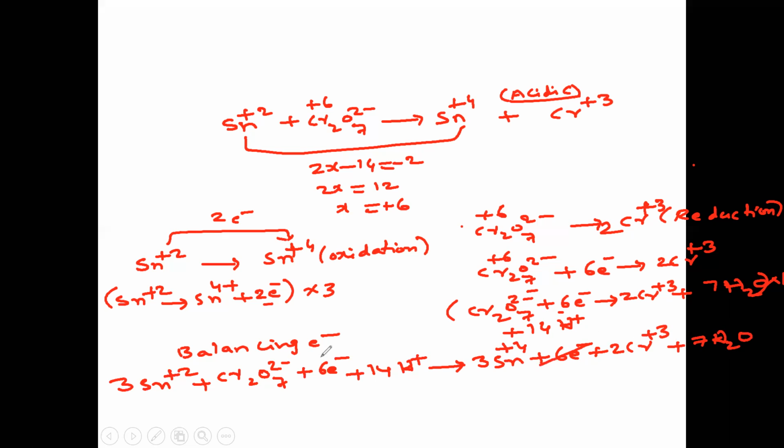So 6 electrons and 6 electrons get cancelled. Here we got 3Sn +2 plus Cr2O7 2- plus 14H+ gives us 3Sn +4 plus 2 Cr +3 plus 7H2O. I hope it is clear. So this is the final equation. This is called balancing a redox reaction by the oxidation number method.